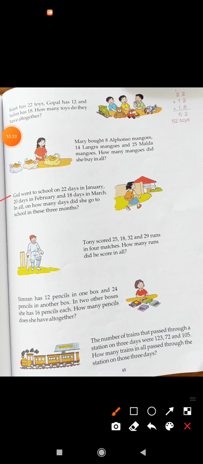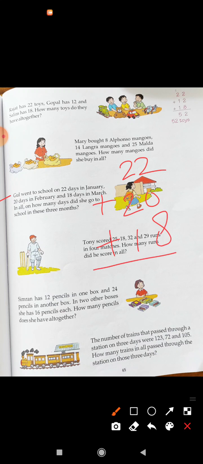Now next, Gul went to school on 22 days in January, 20 days in February, 18 days in March. Now how many days did she go to school in 3 months? Add this one. Here you write 0, 1 carry. Now add the tens. 3 plus 3 is 6. Total days, 60 days. She went to school in 3 months.